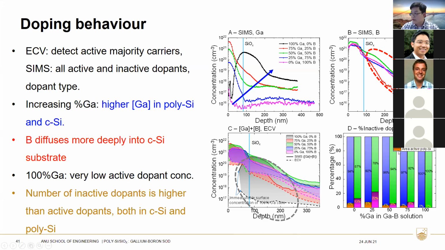To quantitatively compare the amount of active and inactive dopants, I also plot here the percentage of active and inactive dopants for the polysilicon and also the crystalline silicon substrate. And we found that the number of inactive dopants is higher than the active dopants, both in the crystalline silicon and the polysilicon film.